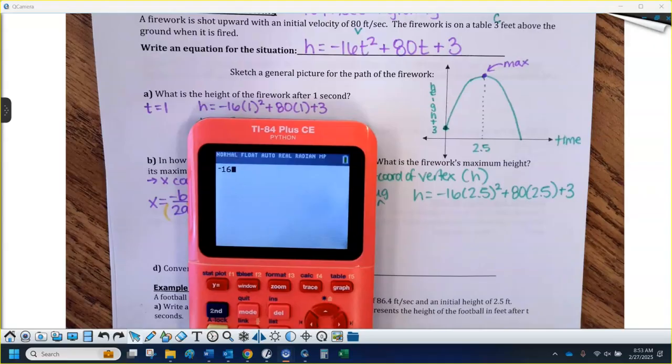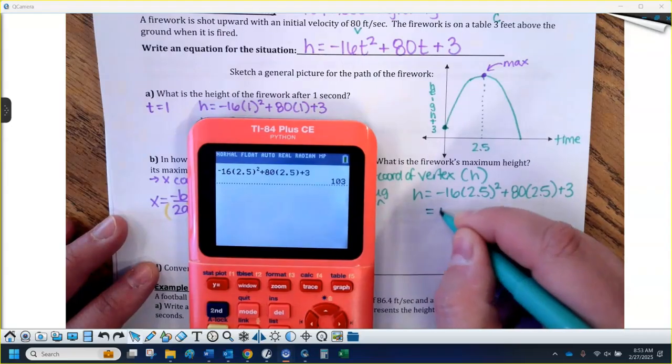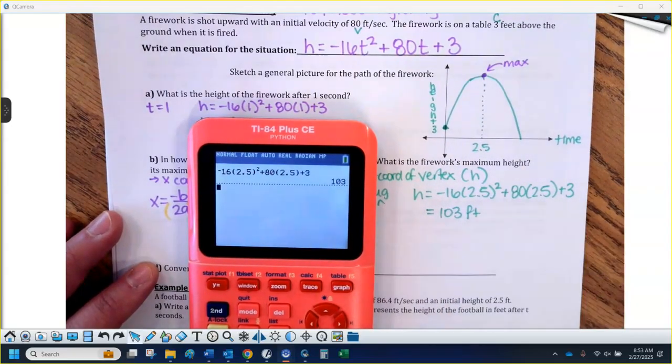So grabbing this, negative 16, please don't forget this. 2.5, you got to square that. I feel like people will type these in and they'll forget to square that first piece for some reason. And then you plug that in. And I just simplified that, add 3 on the end. Maximum height here is 103 feet.